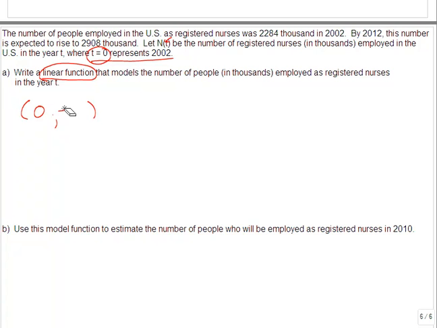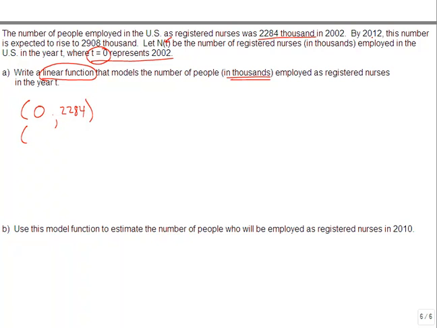So in that base year, when t was 0, what was the number of nurses I had? 2,284,000. Now again, here you have a choice. You could add in 3 more zeros to represent the fact that this was in thousands, but it's telling you in the problem to assume that this is in thousands, so we're going to leave off those zeros again just to make our numbers a little bit cleaner and a little bit easier to work with. So there's our first ordered pair. In the base year 0, we had 2,284,000 nurses. What's the other ordered pair that we know?